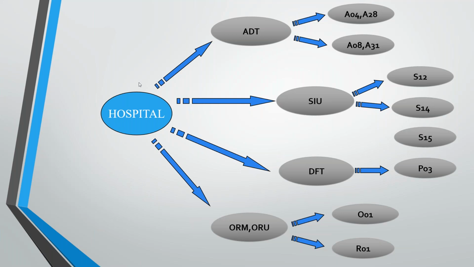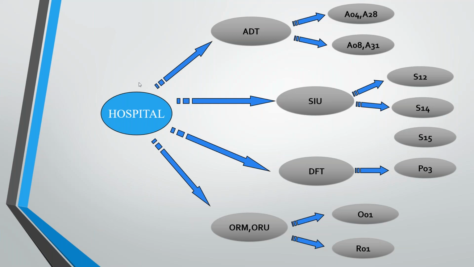The lab will receive that order message. Then the patient visits the lab. They don't carry anything. They just visit the lab, give their patient ID, and the lab will pull out the test information. They will perform the test, and they will send the result back to the EHR system.